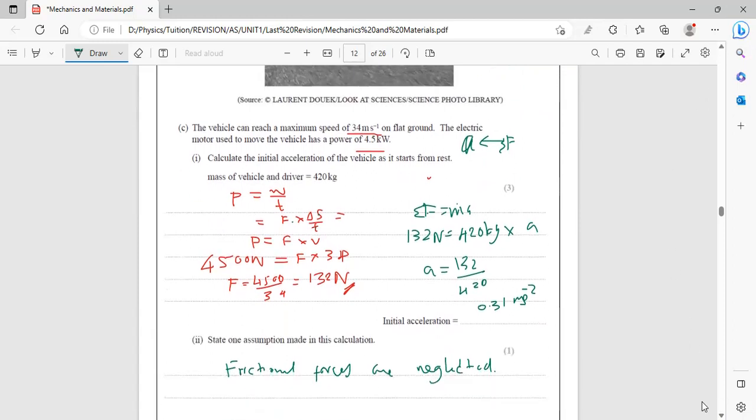And then they ask for an assumption. So we have assumed that the frictional forces are neglected. So I have a question. Would the acceleration be 0 once the vehicle has reached maximum velocity? Yeah, after it reaches the maximum velocity, the acceleration will become 0.